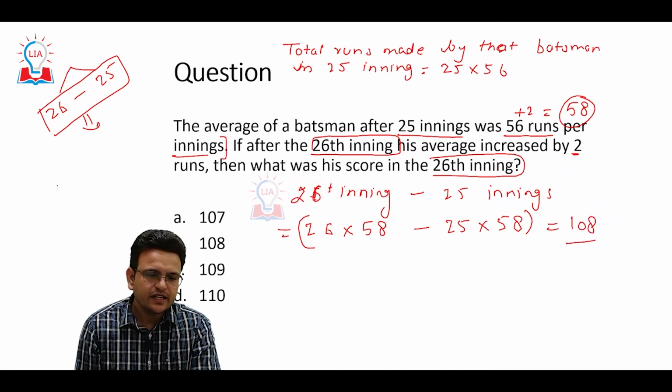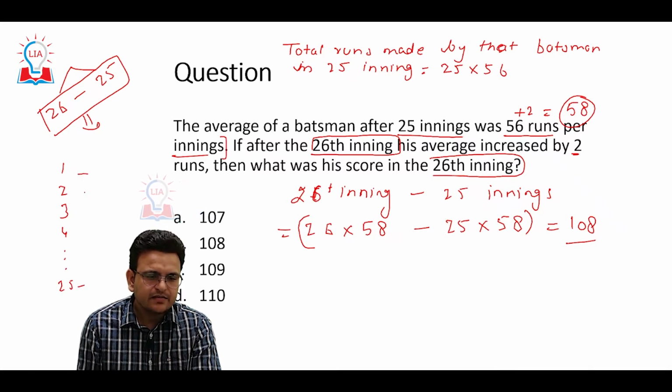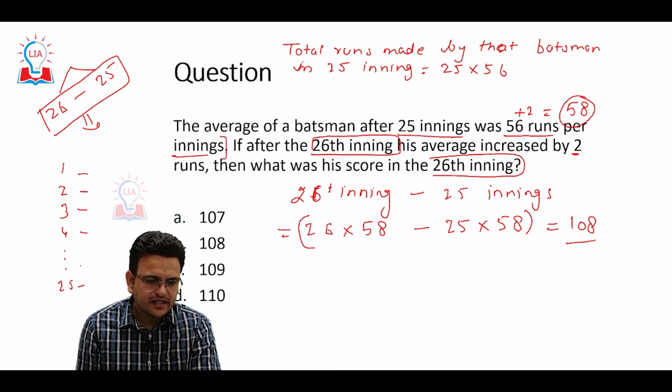Second way: if you see, he played match number 1, number 2, number 3, number 4, up to 25. In every match, on average, he made runs like 56.